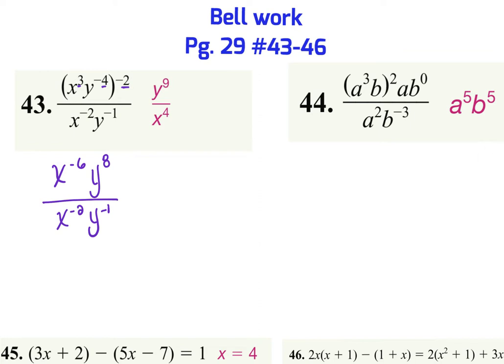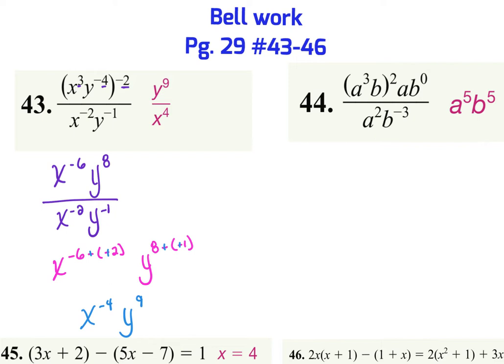And so when I do that piece of it, I'm going to use my subtraction. So I'm going to say x, since it's top to bottom, I'm going to subtract -6 minus a -2, and y, 8 minus a -1. You just subtract those. All right? -6 minus a -2 is plus a positive, so it's x to the -4. 8 minus a -1 is plus a positive, y to the 9th.